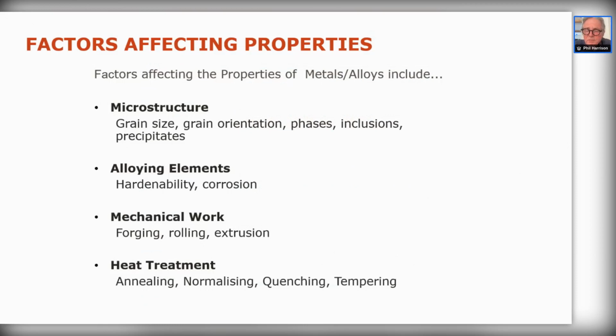In the majority of cases, it is very hard, but very brittle, and we have to have a process of tempering. The tempering is a low temperature heat treatment, which forms precipitation of some carbides out of the martensite and softens it and makes the material more usable.